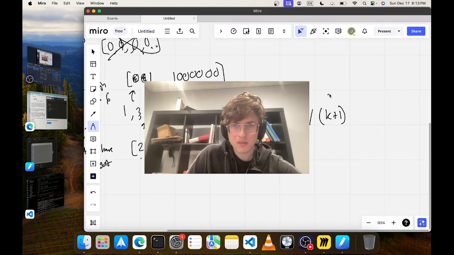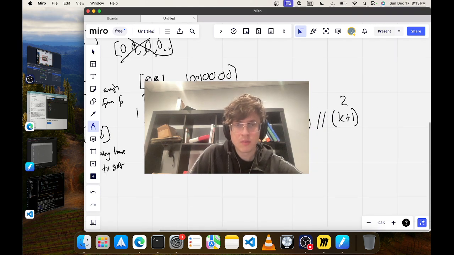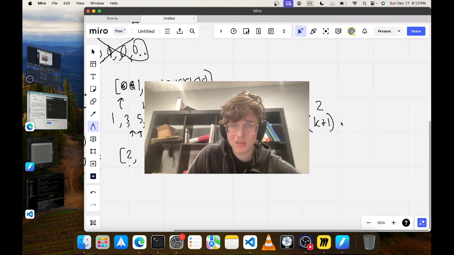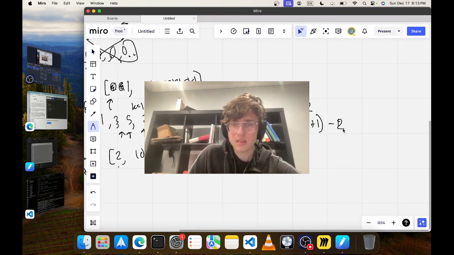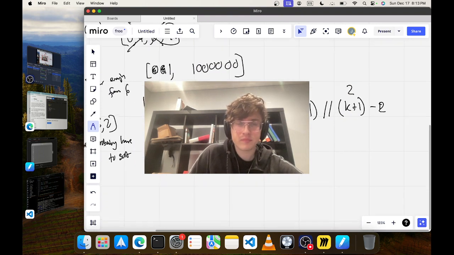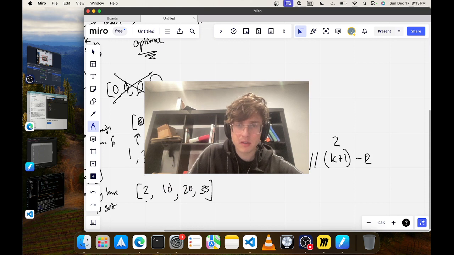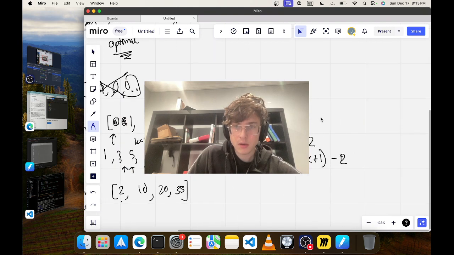So this is 2. The idea is we're going to see how many people we can stick in here, and then we're probably going to subtract 2 or something to make it work out. Let me give you an example. In our example, if we have somebody sitting at 2 and somebody at 6, we subtract 6 and 2, we get 4. Then we integer divide by 2, which is k plus 1.